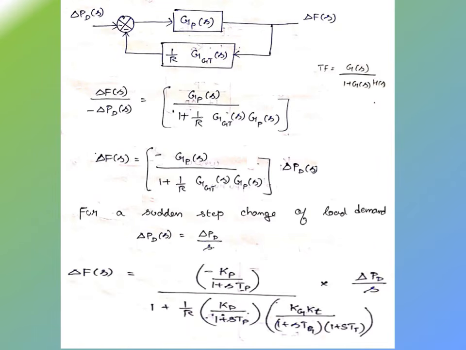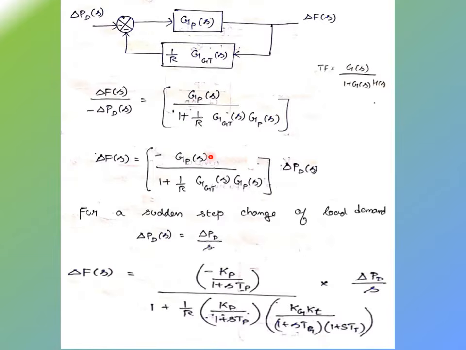Next, we are forming the transfer function. Generally, the transfer function is given as G of S divided by 1 plus G of S into H of S for a negative feedback system, that is output by input. The output will be del F of S and the input will be del PD of S. For del PD of S, it is negative, so del F of S divided by minus del PD of S. And this is the G of S block, so GP of S, and this is the feedback path, that is H of S, so 1 plus G of S into H of S.